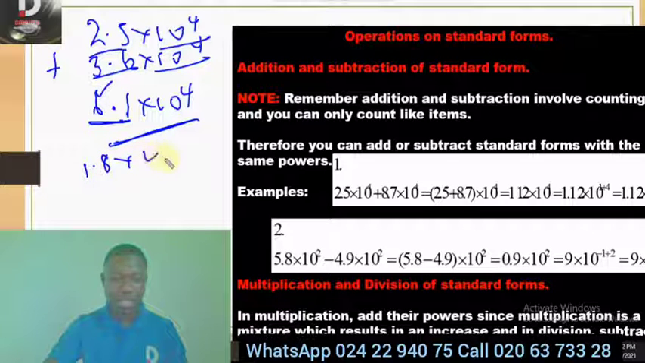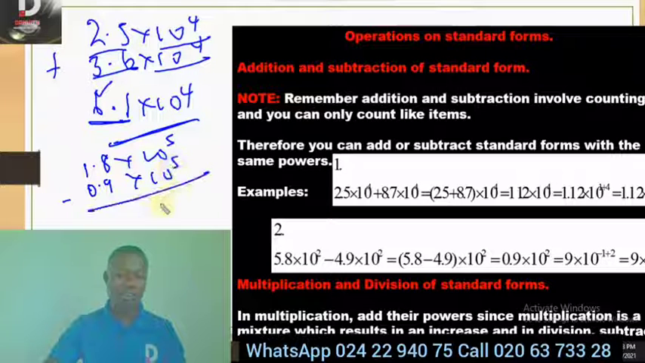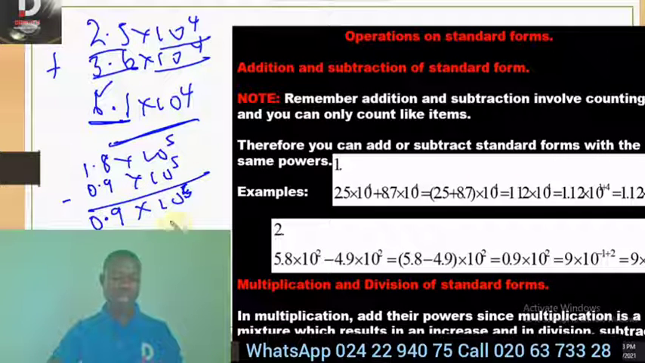1.8 times 10 to the power 5 minus 0.9 times 10 to the power 5. As for the power, I'm going to write it as it is because it's the same. 18 minus 9 will give us what? 9. So I get here 9 point. 0 minus 0 is what? 0. Yes. I'm done with my subtraction.